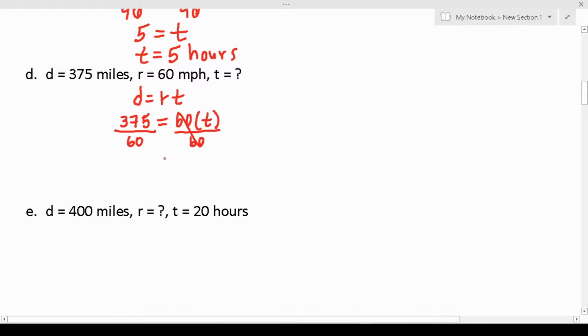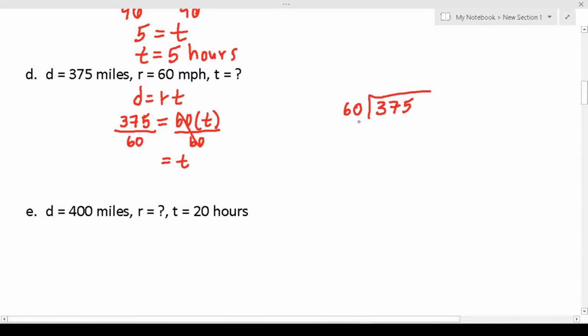This is going to cross out, leaving us with T on this side. And as we can see, T equals 375 over 60, which is a fraction. Now, just remember, all fractions can be regarded as long division. So 375 over 60 can also be regarded as 375 divided by 60. And by doing this long division, we'll figure out what T is pretty easily.